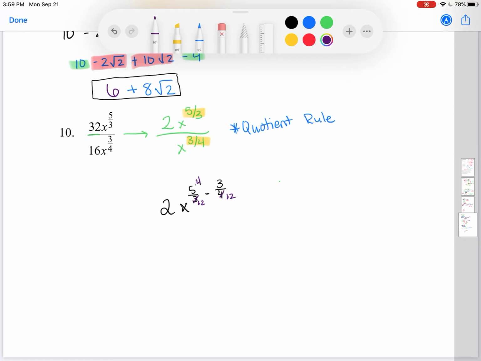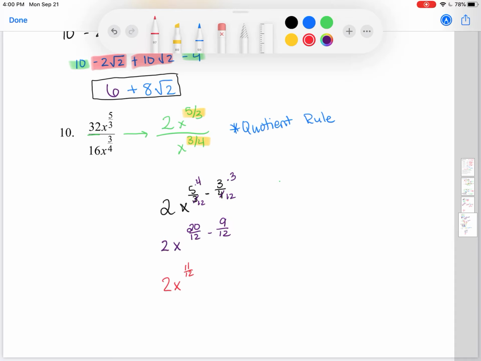Well, looking back at the 3, what did I do to 3 to get to 12? I multiplied by 4, so I need to do the same thing to the numerator. Looking at the 4, what did I do to 4 to get to 12? I multiplied by 3, so I need to do that to the numerator as well. And if I rewrite this, I have 2x to the 20 over 12 minus 9 over 12. And then I can simplify. That gives me 2x to the 20 minus 9 gives me 11 over 12.